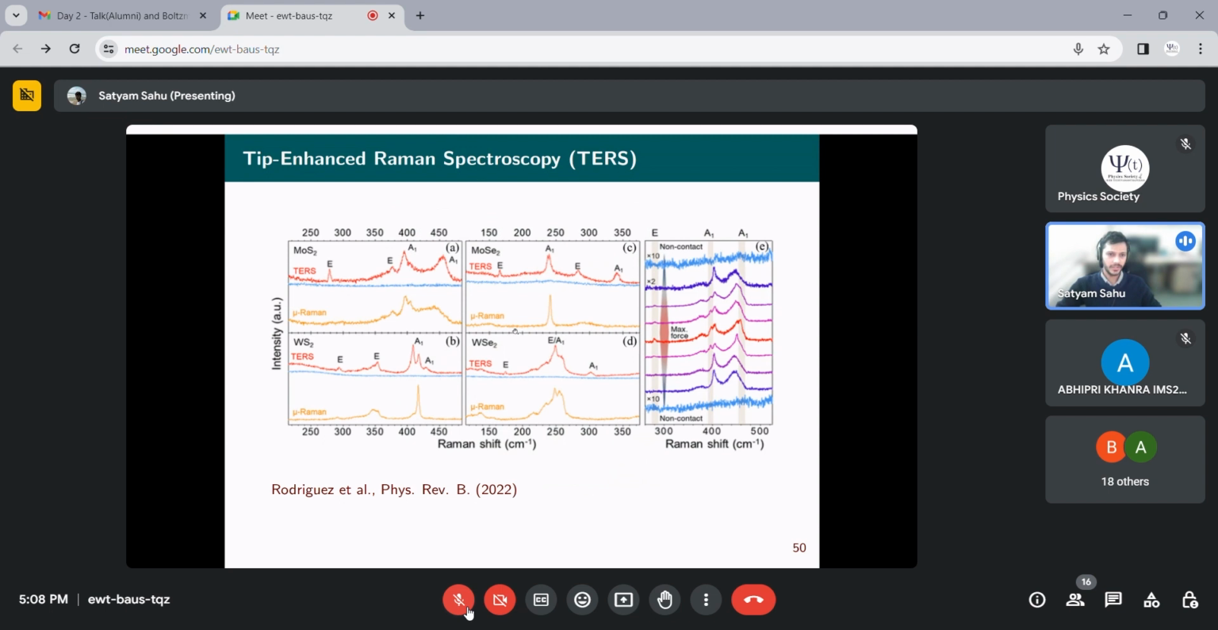As of now, when we were studying molybdenum sulfide on metallic substrates, we were able to see only these two peaks, the E peak and A1 peak here. But when we perform the tip enhanced measurements, we observed some more modes here. We have one mode around 280, and another mode around 450 ish. Likewise, we did it for different TMDs: this is for tungsten sulfide, molybdenum selenide, tungsten selenide.